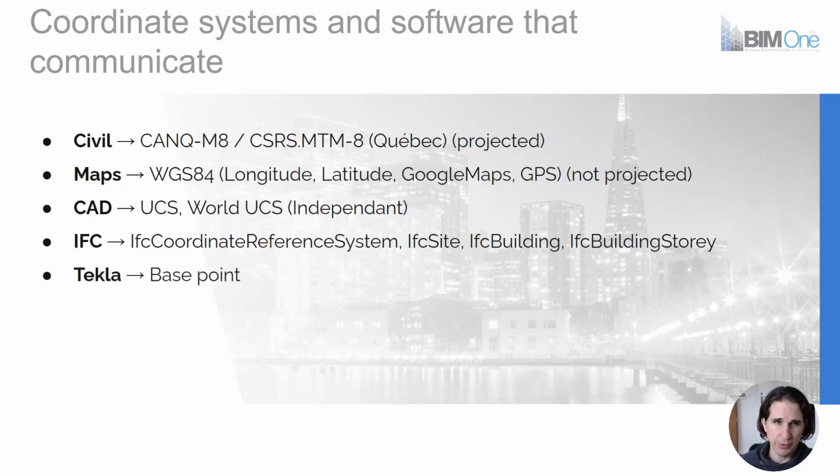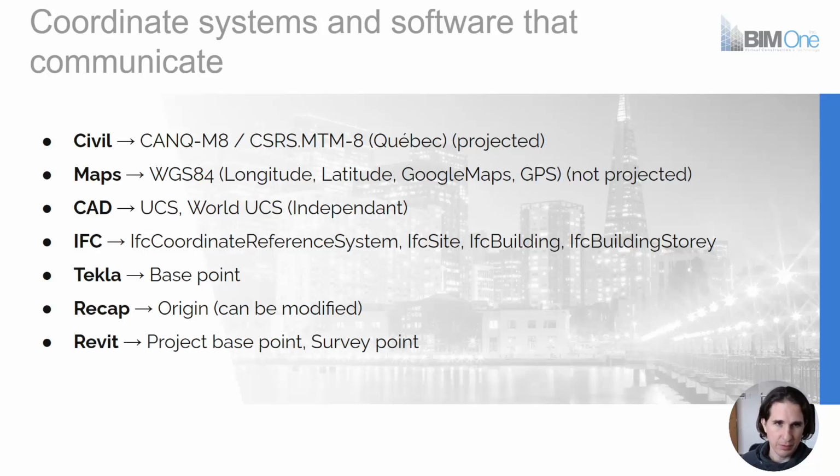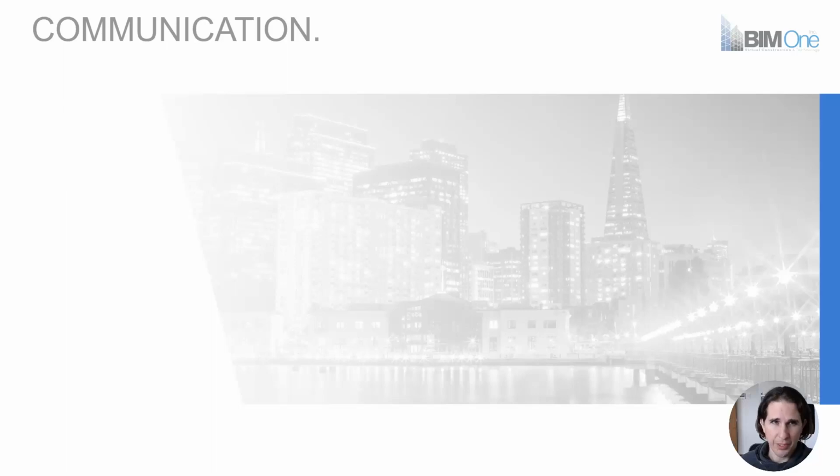Tekla would have the base point, Recap its origin, which can be modified, and we'll talk about it a little bit later and in the next webinar when we talk about the point clouds. And finally, Revit as an example as well, but the list is never ending. Revit has a project base point and a survey point, meaning two systems of reference. And actually, in that matter, Revit is pretty unique. It uses the two in parallel, and all of this makes software communication a complex matter that requires thoroughness. So communication is key.